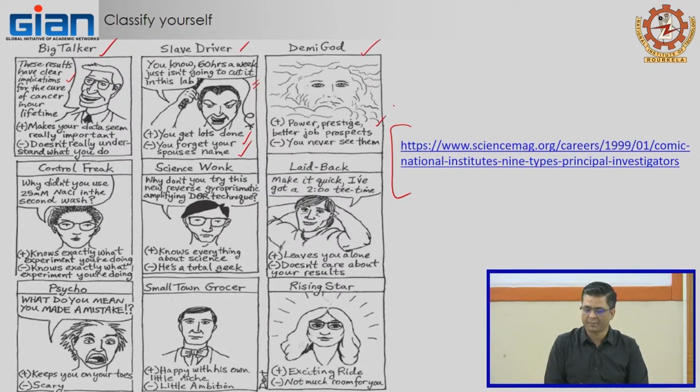Demigod: power, prestige, better job prospects, yeah? Why do you do this? Other one is control freak: "Why didn't you use 25 millimolar of salt in the second wash?" Whatever you do, there will always be somebody to control or to give a suggestion. Science wonk: "Why don't you try this newly reverse gyroprismatic amplifying DR technique?" That means he knows a better one. How many of you have watched Big Bang Theory? In a similar way, they say, oh, why did you try this? You should try some complicated technology.